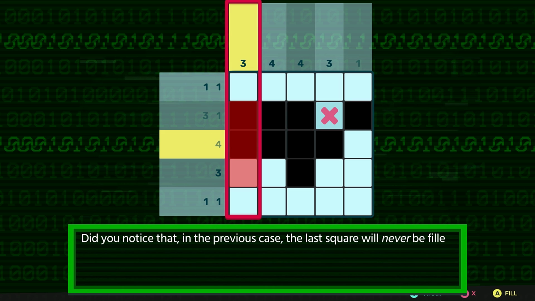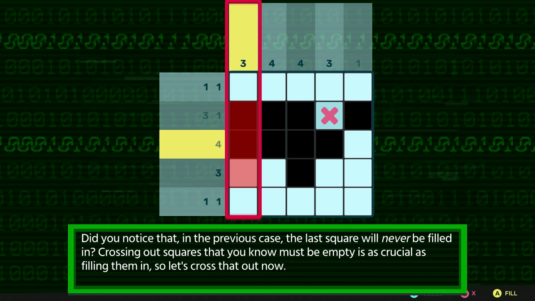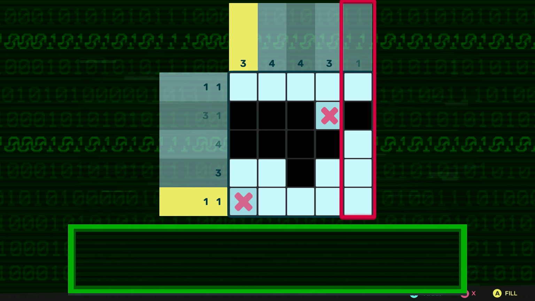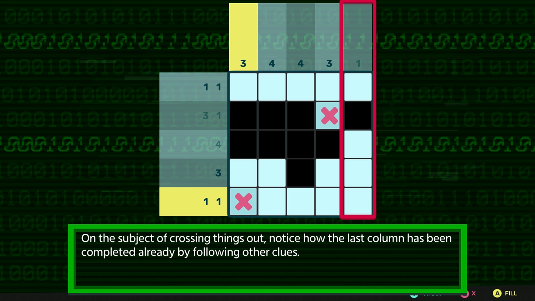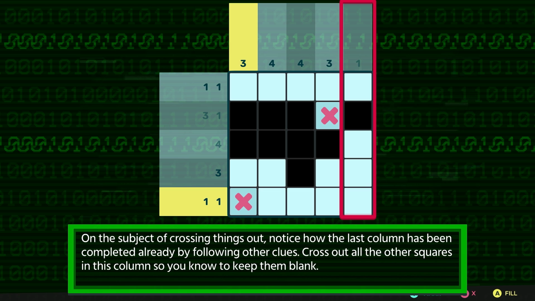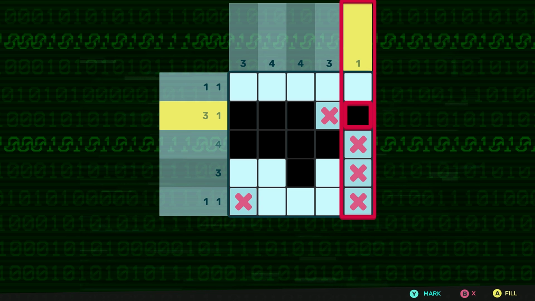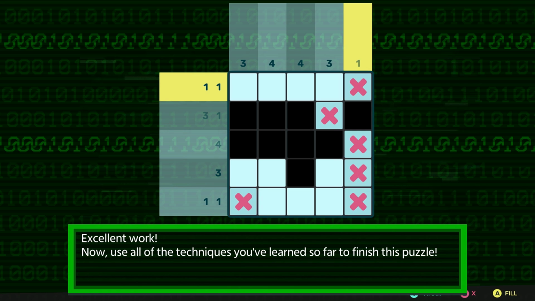Did you notice that in the previous case, the last square will never be filled in? Crossing out squares that you know must be empty is as crucial as filling them in, so let's cross that out now. On the subject of crossing things out, notice how the last column has been completed already by following other clues. Cross out all the other squares in this column so you know to keep them blank. Excellent work! Now, use all the techniques you've learned so far to finish this puzzle.